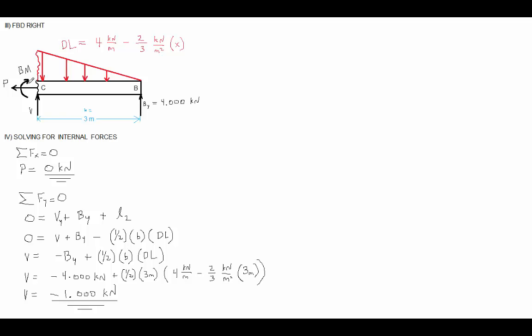To solve for Bm independently, we can sum moments at point C. If we sum moments at point C, the moment produced by P and the moment produced by V will be 0, and so the only unknown I'll be left with is Bm. I'm not writing the moments for P or V on here because they're going to be 0. So we've got the moment Bm, the moment produced by By, and the moment produced by the distributed load, which would be L2 times d perpendicular.